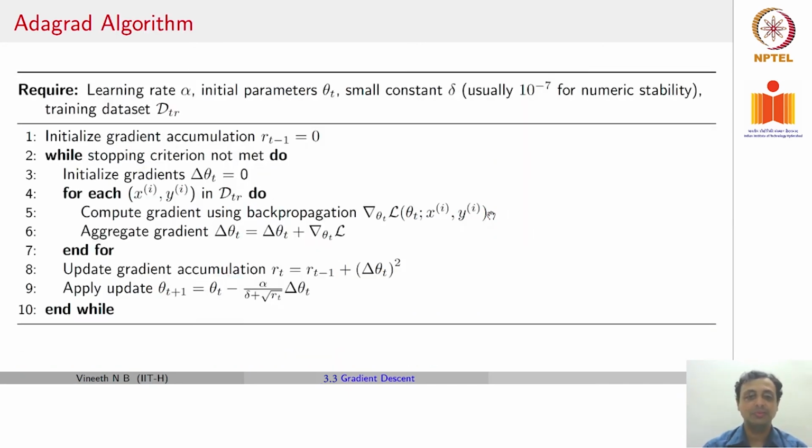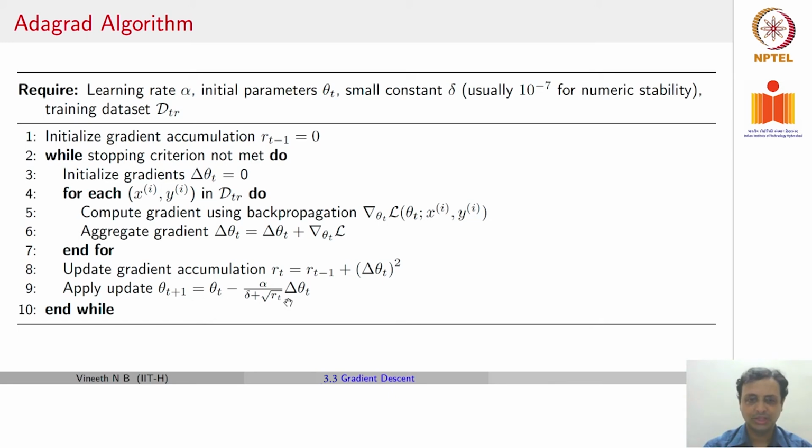So here is the algorithm. You aggregate the gradient, you update your gradient accumulation. So you initialize your gradient accumulation in a parameter called R t minus 1 equal to 0. And you update your gradient accumulation to be RT is equal to R t minus 1 plus grad theta t square. You keep accumulating the squared gradients, and then this is the formula.